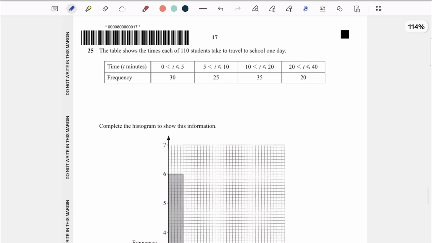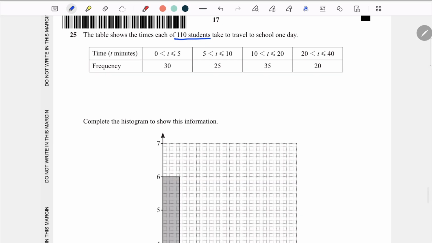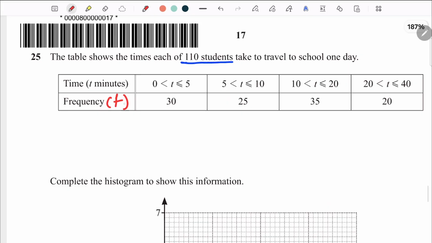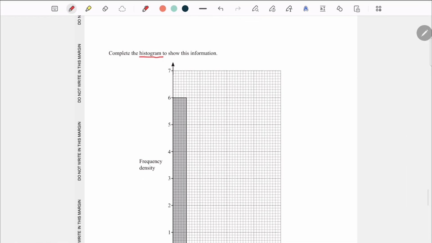Question 25. The table shows the times each of 110 students take to travel to school one day. So the total number of students is 110. The time is given and the frequency is given. Frequency is basically f. Now the question is asking to complete the histogram to show the information.